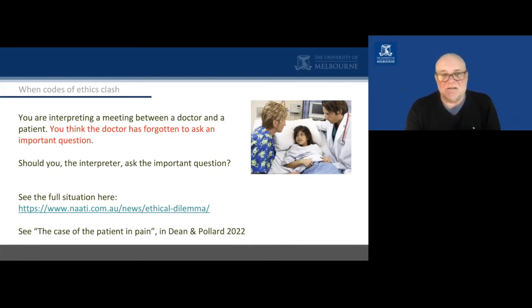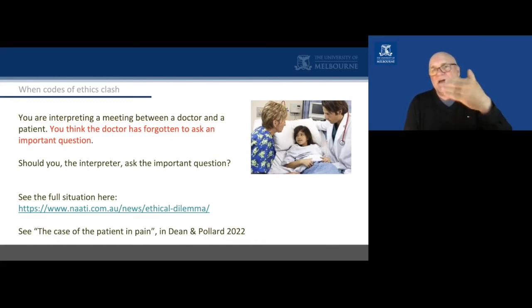So here the full situation is described. The interpreter didn't become a doctor. The interpreter said, "Doctor, should we ask about taking the girl's temperature?" That was the question, okay? So she didn't say it, she just asked a question to remind the doctor about something he had perhaps forgotten about. You'll find a similar case if you go to that reading in Dean and Pollard, okay? So in this situation, it's complex because the literal reading of the NAATI Code of Ethics would suggest don't say anything.